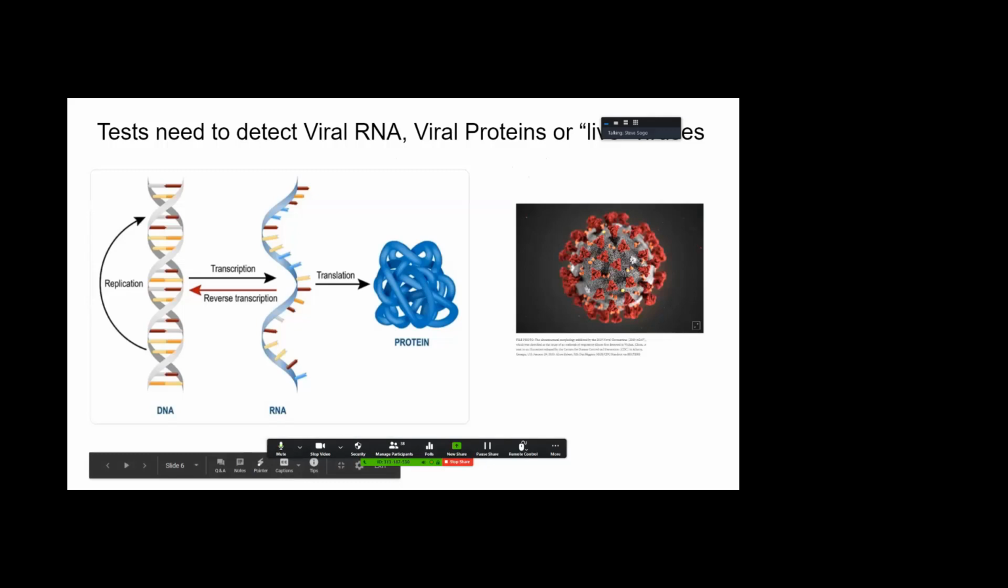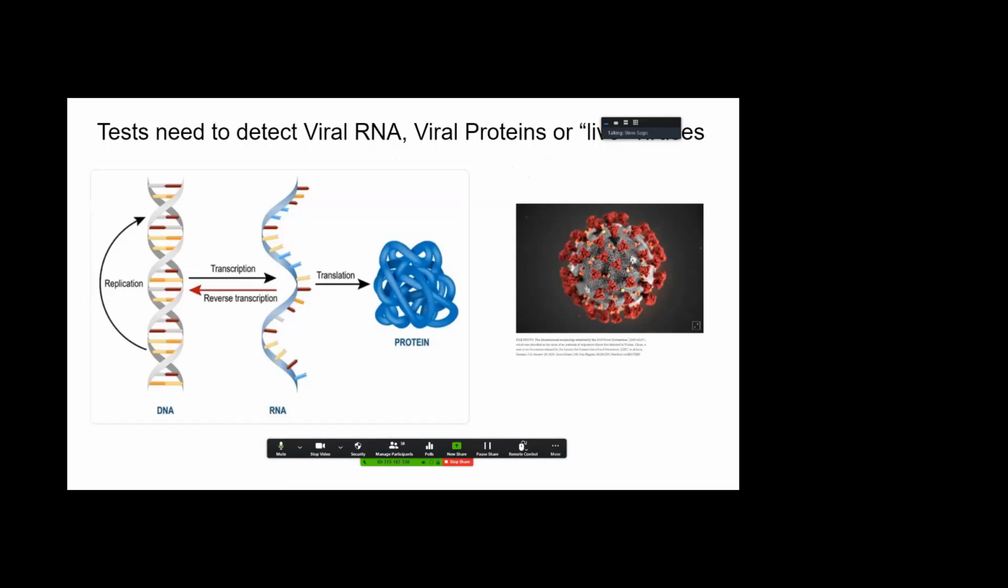The virus is made of RNA and proteins. The proteins are what you can see on the surface here. The RNA, you can't see it, it's inside, it's encapsulated. And to understand everything I'm saying today, you need to understand these words, transcription and reverse transcription. It's not essential, but it helps.